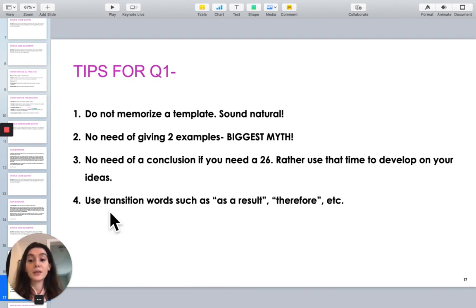The last one here is use transition words such as as a result or therefore. Really, my goal by putting it here is to tell you to use advanced vocabulary. When you use words like as a result and therefore, it shows advanced vocabulary, and it helps in the transition as well. So try using these words. But again, as I said, try to sound natural. So really make these words part of your active vocabulary.